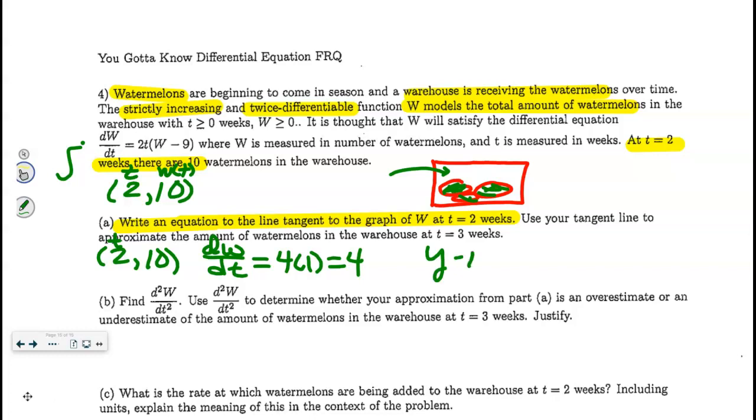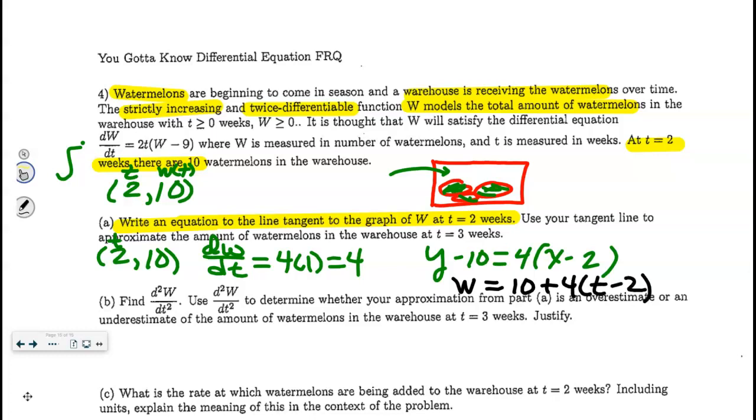It's y minus the y I know is equal to the slope, which is the derivative, times x minus the x I know. If you can't write an equation for a tangent line right now, that would make me really nervous. You can leave it like that, but I like to go back and say, well, my y is really w. So the number of watermelons will equal 10 plus 4 times 2 less than the time.